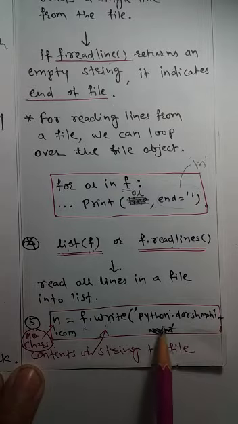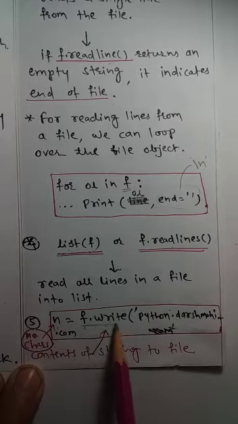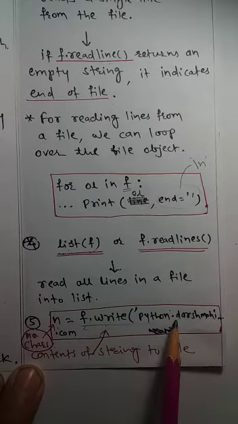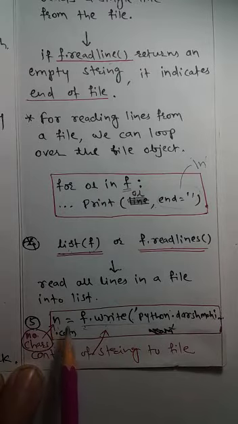Now what are you writing here? python.darshmohi.com. And what will this n be? After writing the characters into that file, it will return the number of characters. So that will be in the form of n.